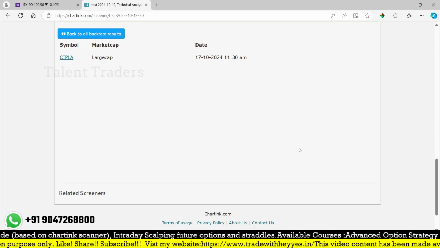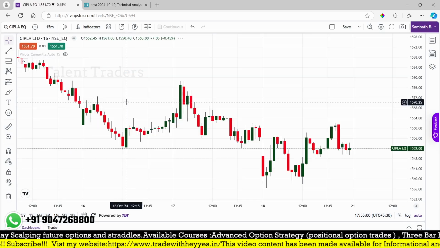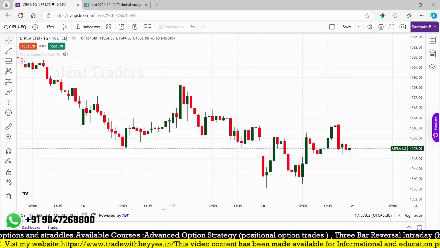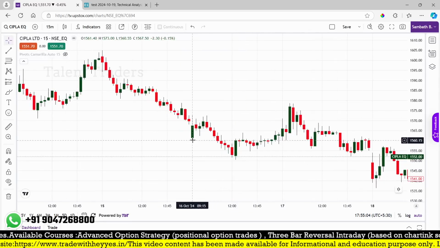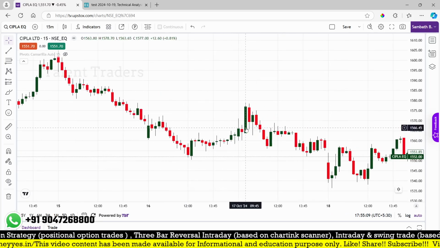For example, on the 17th we have only one stock, like Cipla. It will never repaint. Cipla, where it is on the 17th, you can look at this. This is the 17th, where exactly the 16th.